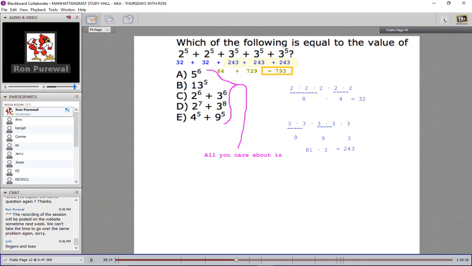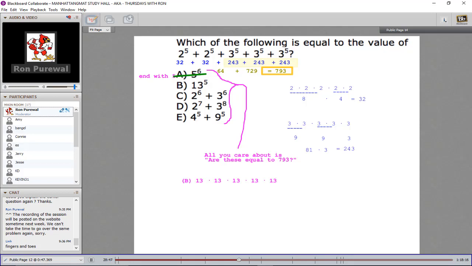Are these equal to 793? 5 to the 6th is going to be something that ends with a 5, not to mention it's going to be way too big. 5 times 5 times 5 times 5 all the time is going to just end with a 5, so that's incorrect. 13 to the 5th is choice B. Guys, that's a really big number.